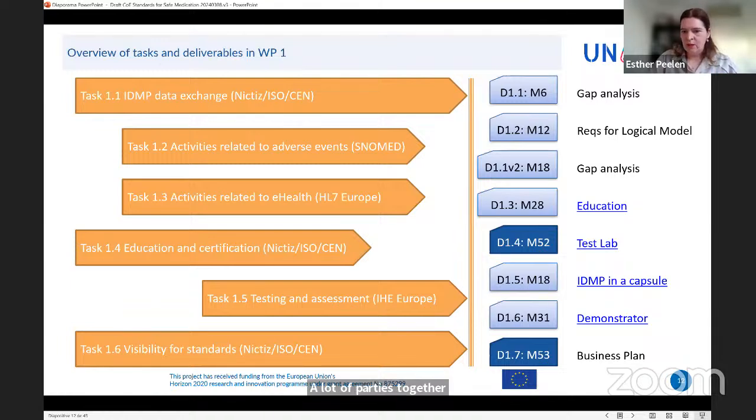On the right side, you can see the links, the blue underlined words. These are the deliverables that are available for your review and to have a look at them.